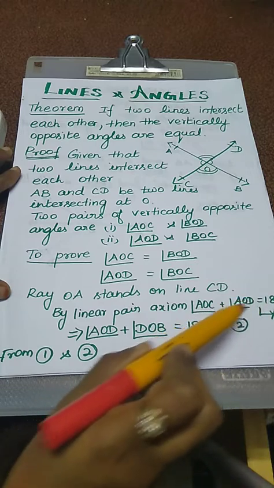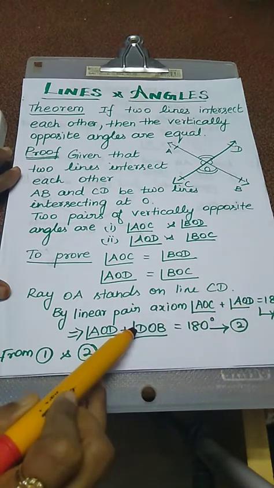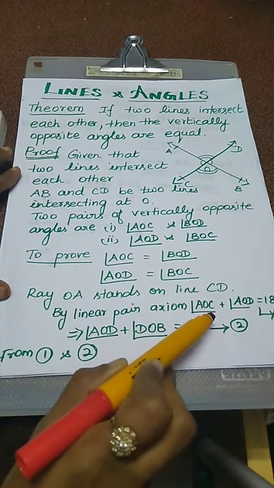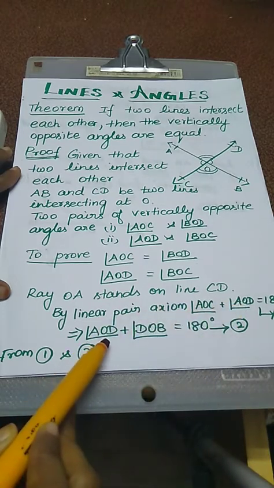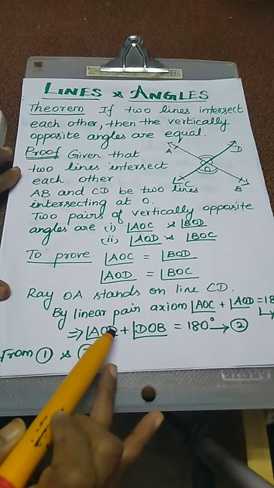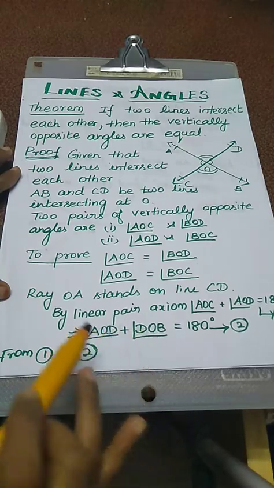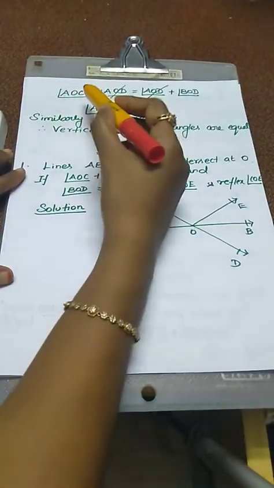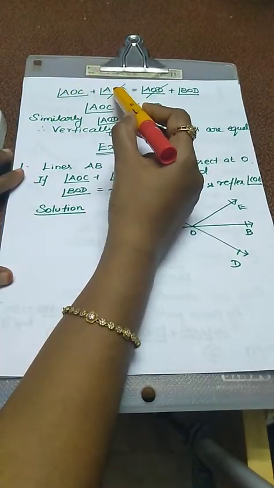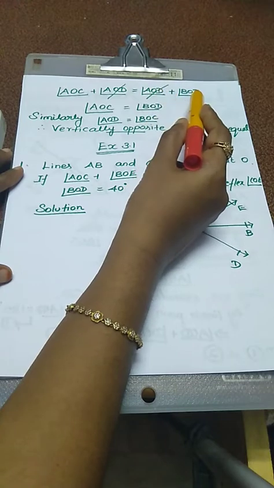Now the RHS values are equal. So easily we have to equate the LHS values. Okay. What is our LHS value? Angle AOC plus angle AOD. In the second equation our LHS value is angle AOD plus angle DOB. From 1 and 2 we are going to equate the equations. Okay. So write like this: angle AOC plus angle AOD is equal to angle AOD plus BOD.